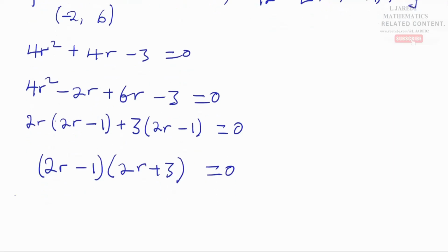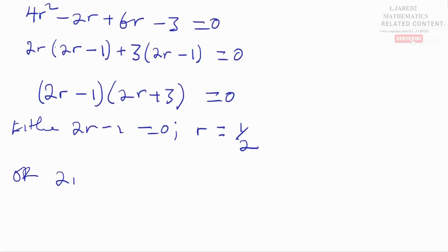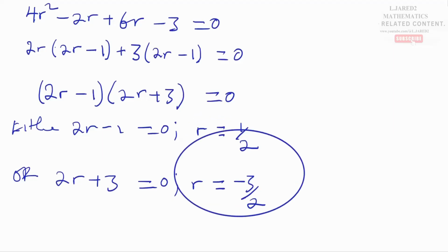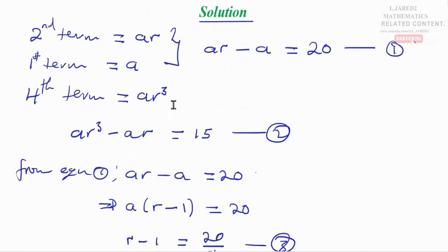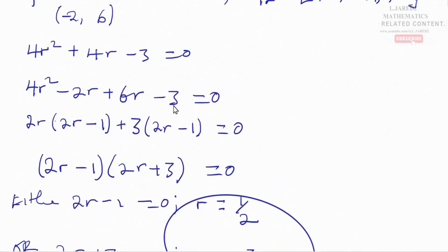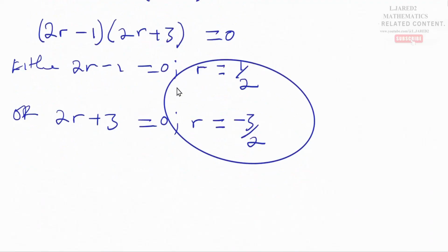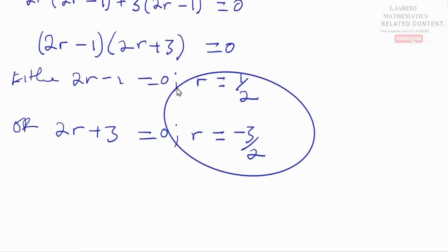From this step, we can now say that either 2R minus 1 should give us 0, implying that R equals a half, or 2R plus 3 should give us 0, implying that R is equal to negative 3 divided by 2. So far we have got the values of R, and they are 2. And our question should be which one is correct. So we have to reverse the question. Let's say find the 2 possible values of the first term. So having got R, remember they want A, not R. So we are going to use each one of the obtained R values and get the corresponding first term, which is abbreviated as A.